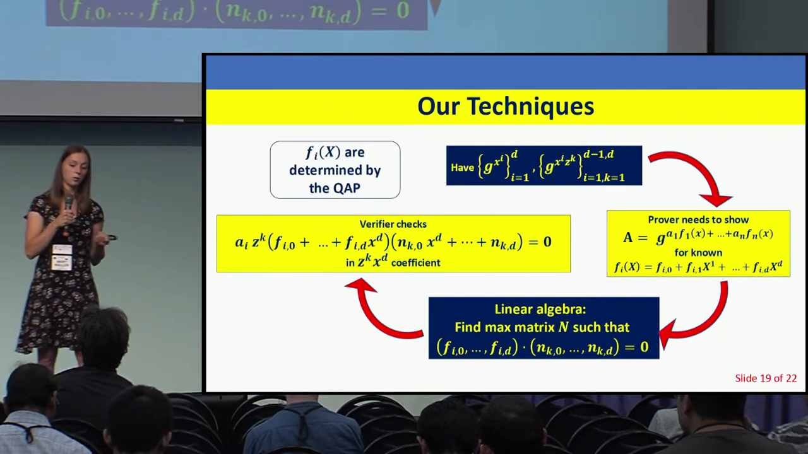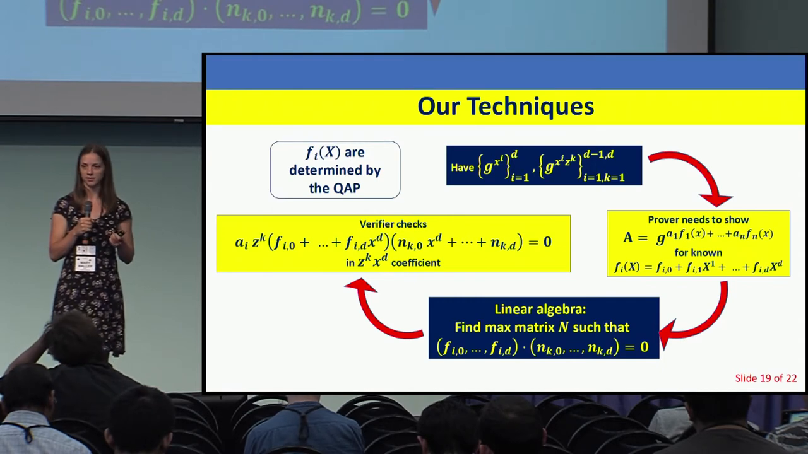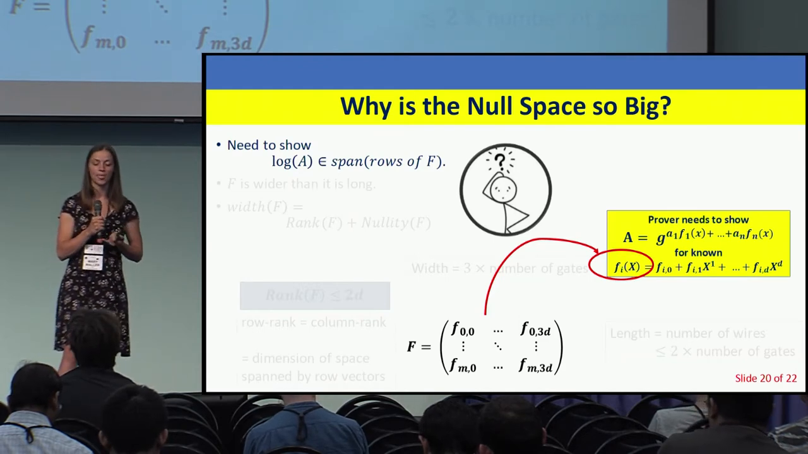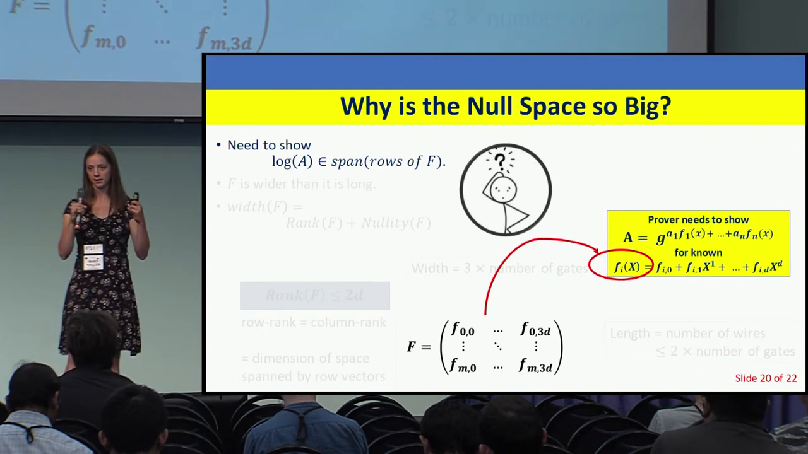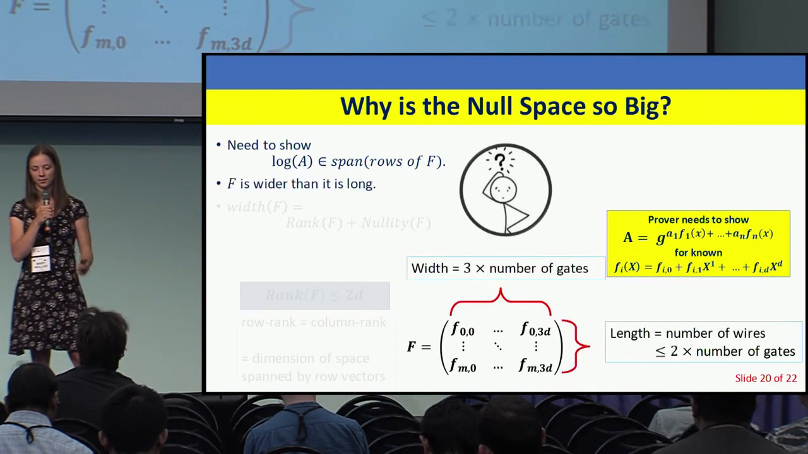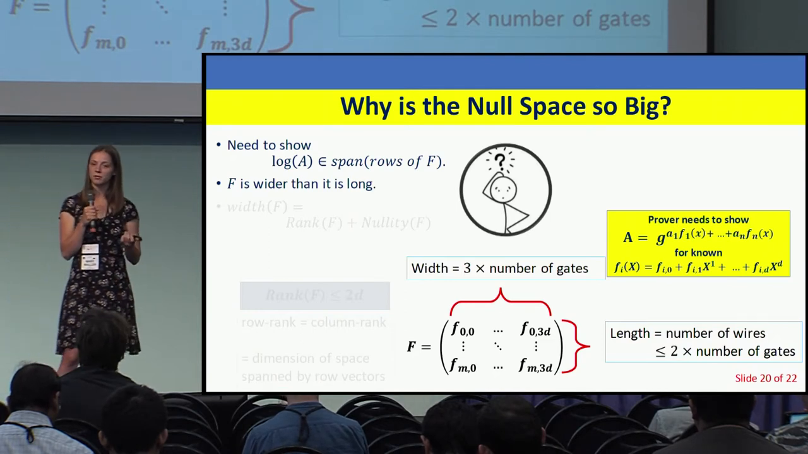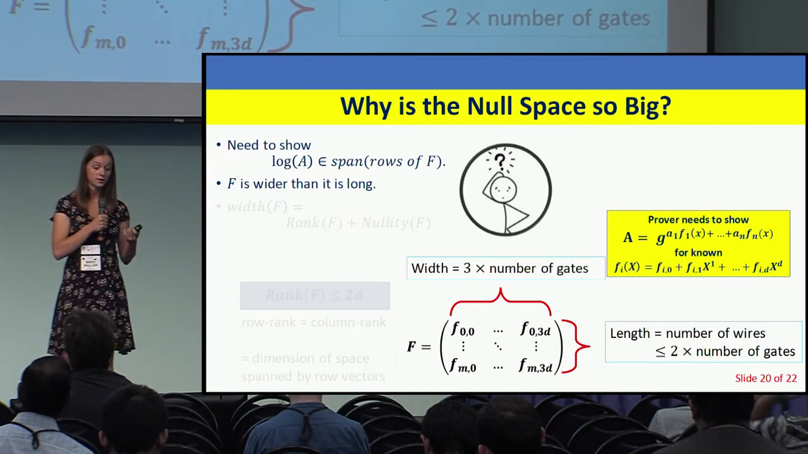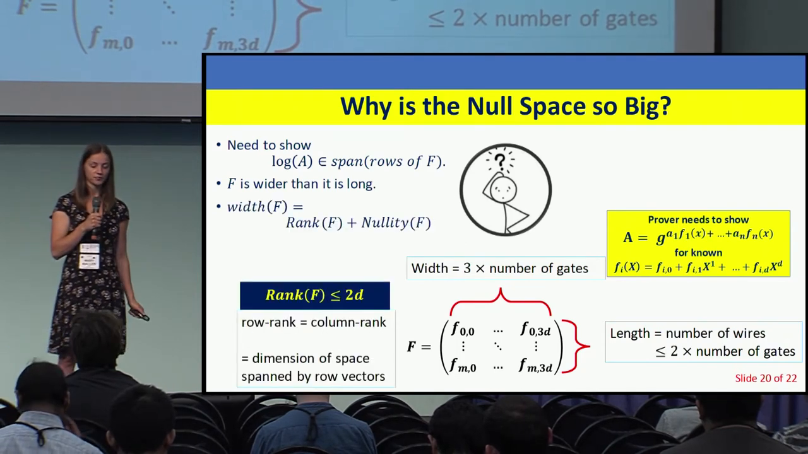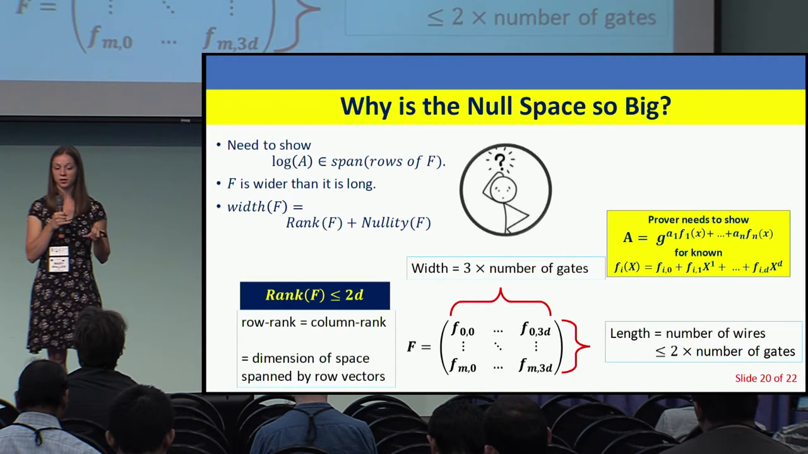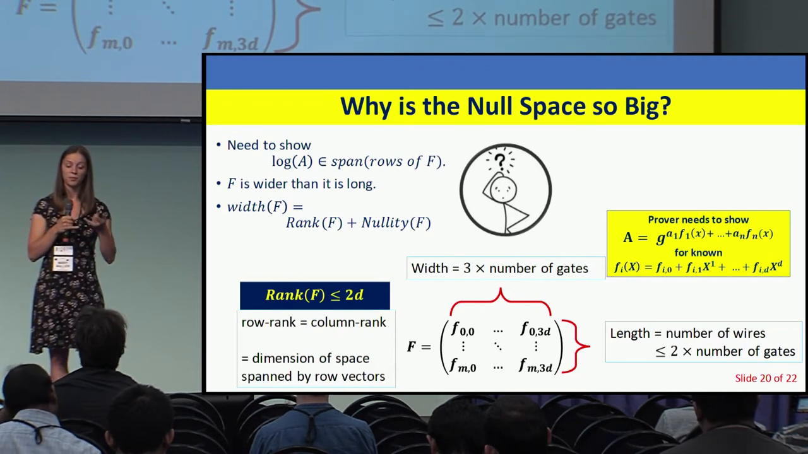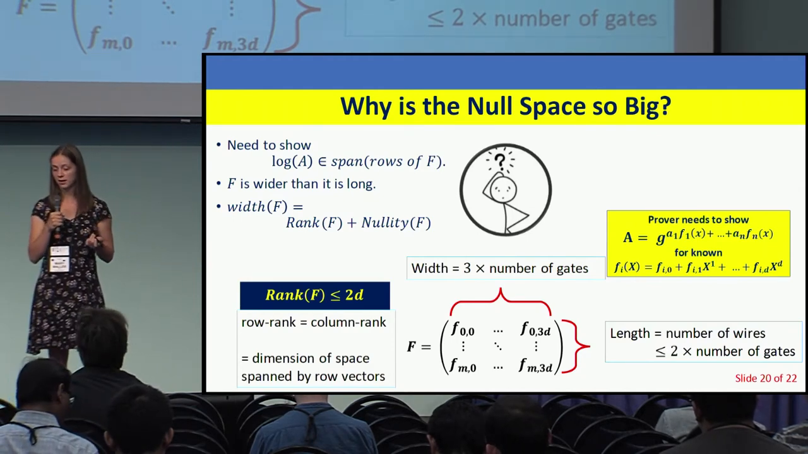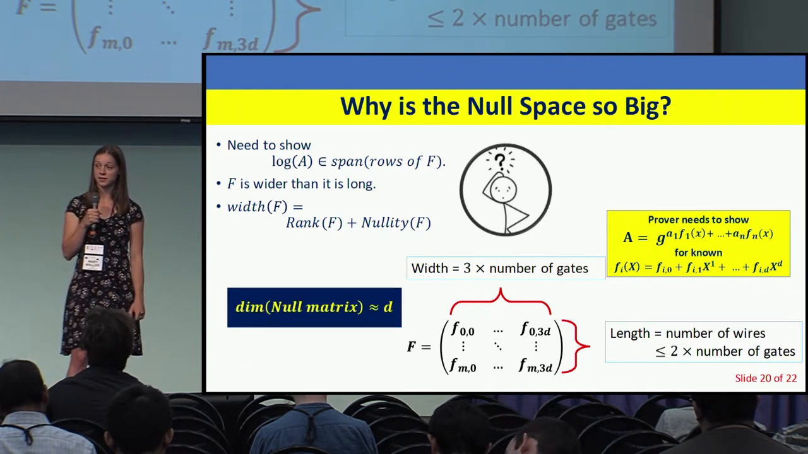And then for the actual scheme, you have more than one polynomial, but this is fine because it doesn't really affect things too much. What does affect things is the fact that our null space is actually quite big, it's linear-sized. And the reason for this is when you take our polynomial f and you lay it out in a matrix, it's wider than it is long. The width is roughly equal to 3 times the number of multiplication gates, and the length is equal to the number of wires, which, because we're working with fan-in two gates, is roughly equal to 2 times the number of gates. So rank nullity theorem again, the size of the null space is equal to the width of f minus the rank of f, and the rank of f is bounded by whichever is smaller, the width or the length of f, which in our case is the length. So what we get is that the null space is D.